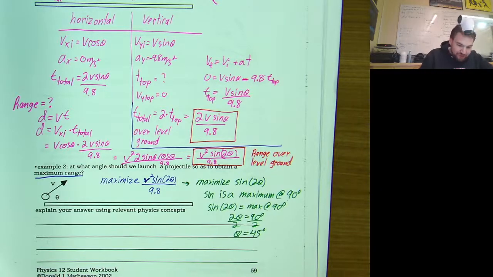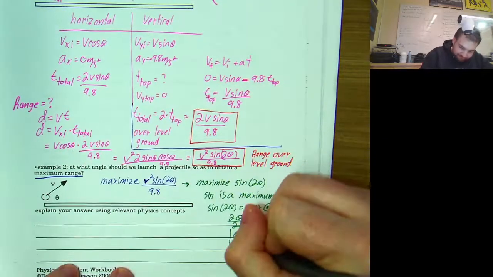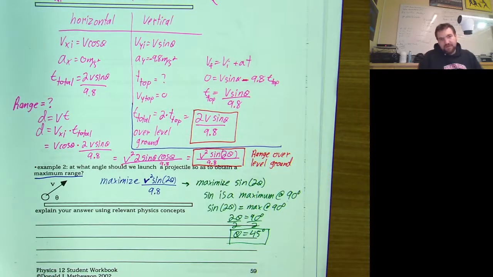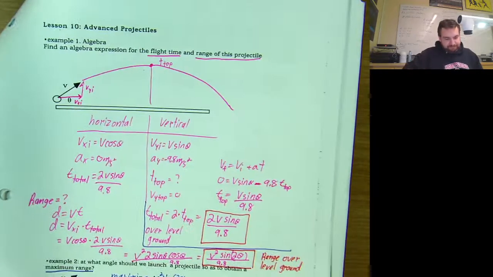So at what angle should we launch a projectile so as to attain a maximum range? 45 degrees, which is useful information if you want to bomb someone really far away. You want to maximize the range of your gun, for example. Flip the page. Cool results.